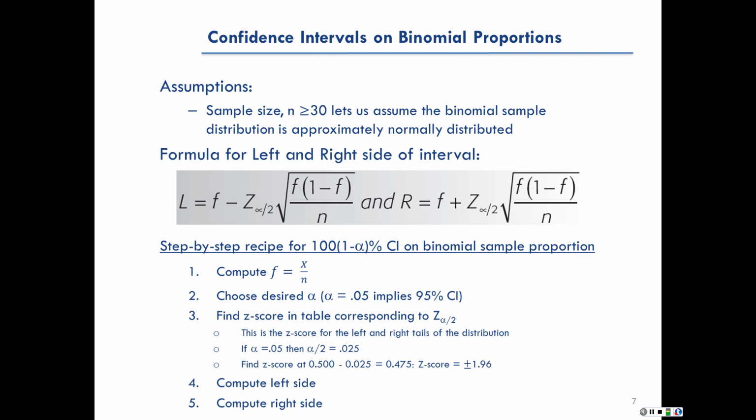For the right side of that formula, everything is the same except that instead of subtracting z multiplied by that square root from f, we're adding it to f. And so then we get the right side of the formula.